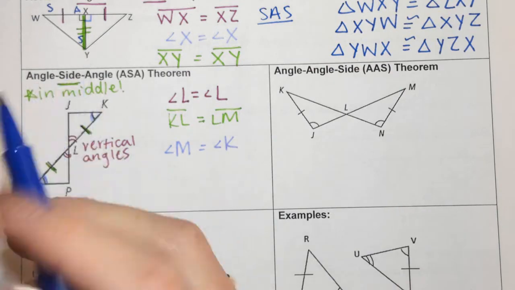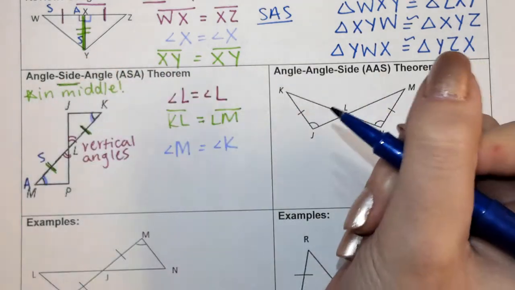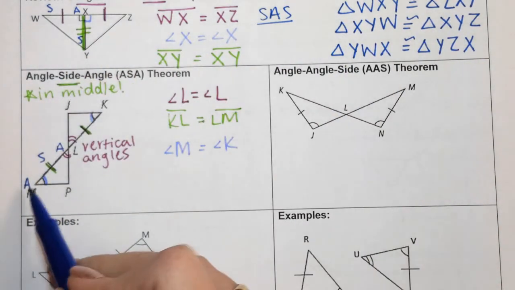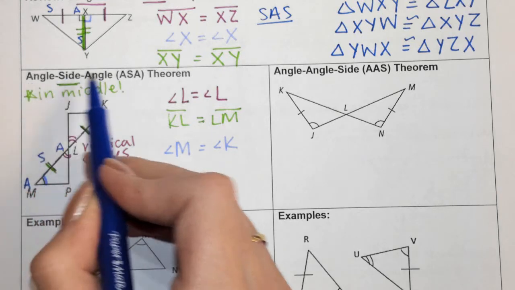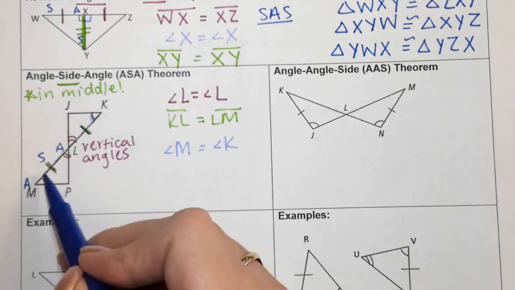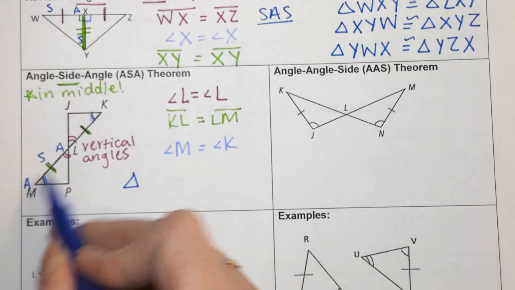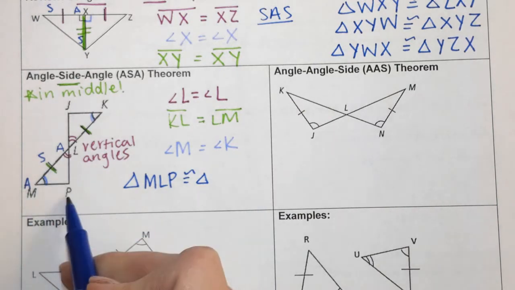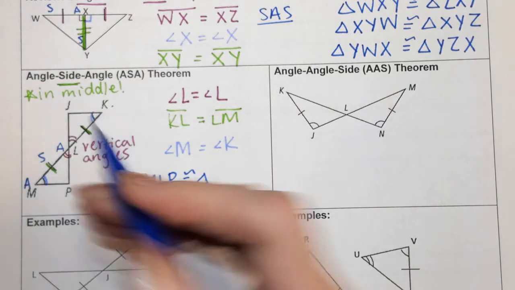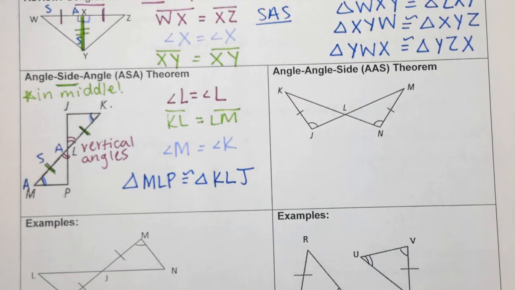So if I mark my angles and sides like I did up here, I see that I have an angle, I have a side, and then I have an angle. So by writing the A's and S's, if I read ASA when I go right in a line, I see that this is an example of ASA because the side is in the middle of those two angles. So now I just need to write a congruence statement. So I'm going to call this one MLP. So MLP, I need to start at KLJ. Alright, so that is angle, side, angle.